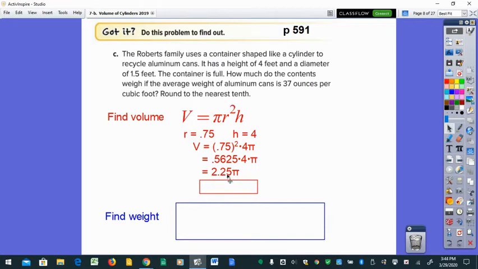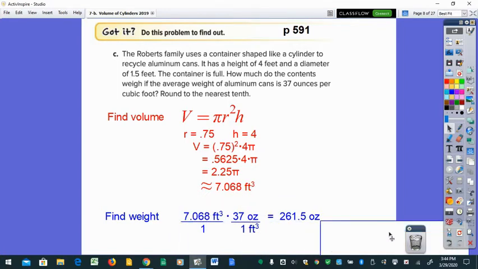Pick up my calculator and multiply by the pi button, and the volume of this container is about 7.068 feet cubed. I'm actually going to leave all the places out right now. I'm going to try to just round at the end. You could leave this on your calculator. And now I'm going to multiply by that 37 to get the ounces, because it's 37 ounces for 1 cubic foot. So now I'm going to take the 37 times my 7.06 cubic feet to find the weight of this. So I multiply that, and you should be getting 261.5 ounces. And notice I round to the tenth at the end.